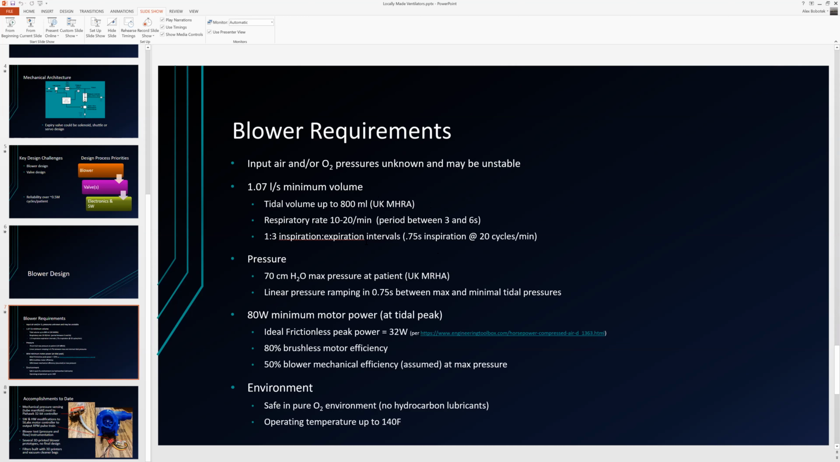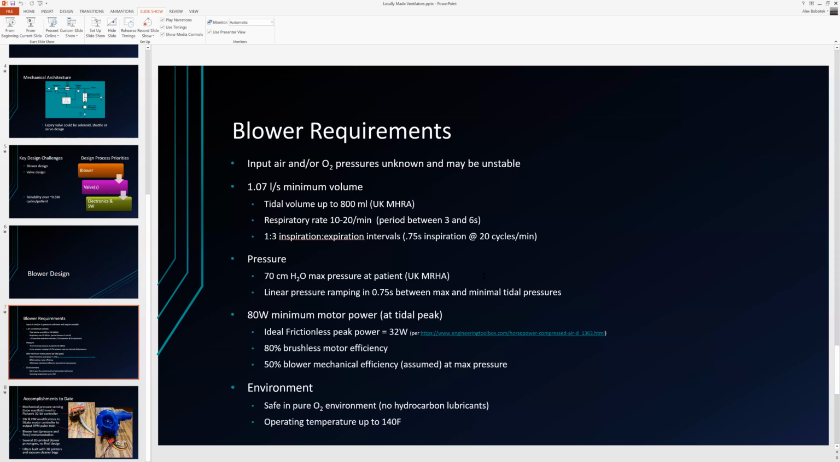And given that we tend to exhale for longer than we inhale, this means about 3/4 of a second to push into the patient 800 milliliters. That's where the 1.1 liter per second came from. Pressure has to be with some losses in the system.